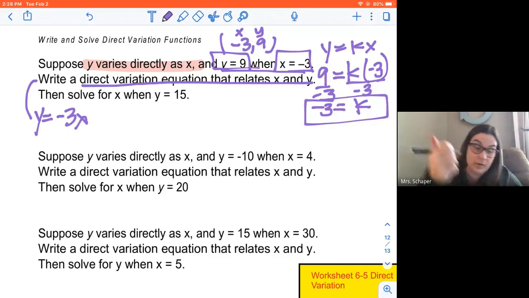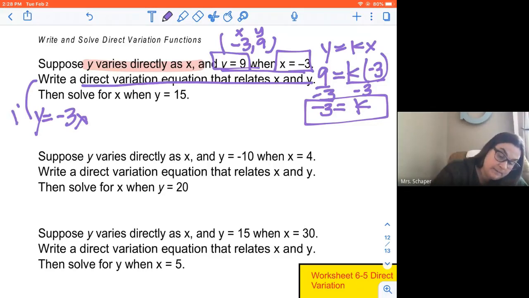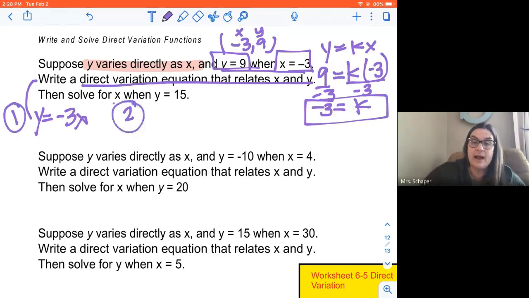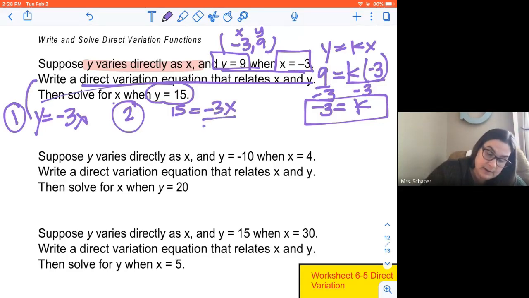This is a two-part question. This is one part. My second part says solve for x when y is 15. Okay, so I'm going to put y is 15 in for y. So 15 equals -3x. I'm going to divide by -3. So x is equal to -5.